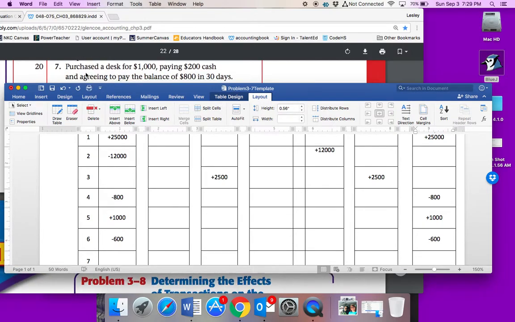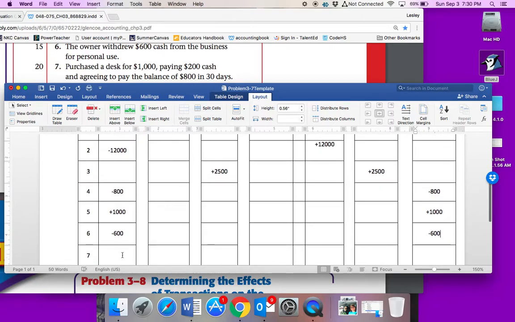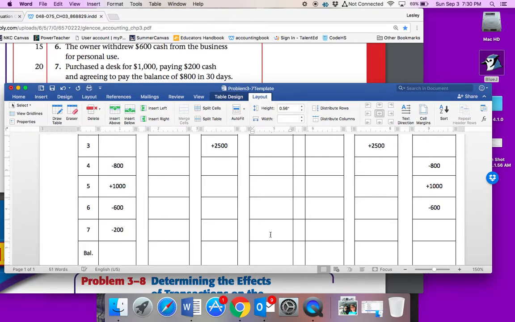All right, so now we said purchased a desk for $1,000. We're paying $200 in cash now, and we're agreeing to pay the balance in 800 days. So that's that on account we're talking about. So we know we paid $200 in cash, so we're going to minus $200. And this is going to be one of the transactions where we actually affect 3 different accounts. Okay, so we paid $200 in cash. We bought a desk, that's office furniture. So that's this column right here. So we are going to increase that by $1,000 because the desk was $1,000. Okay, and then we still owe $800 on it, so we're increasing our debt by $800. Whoops, excuse me, $800, not $8,000.